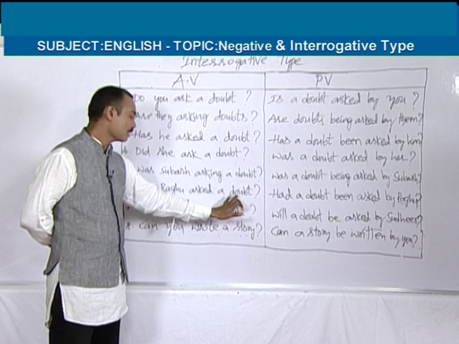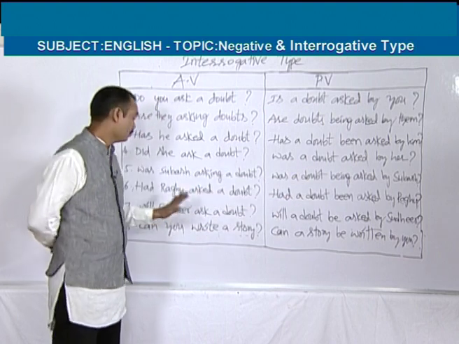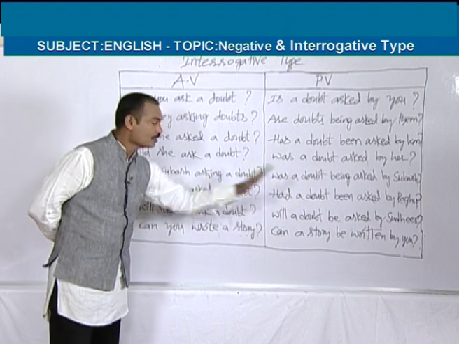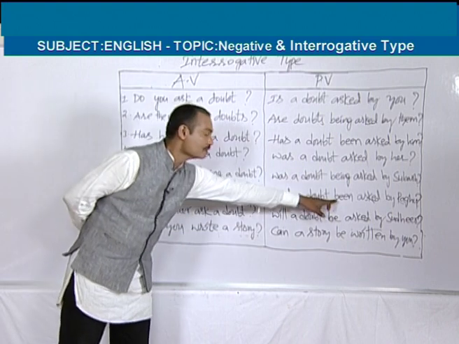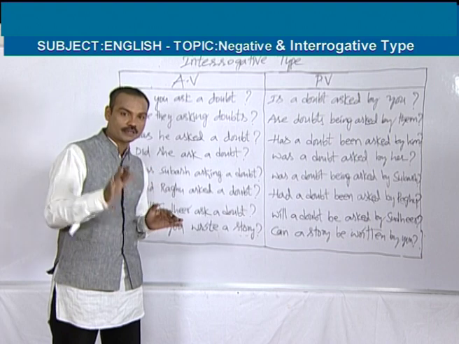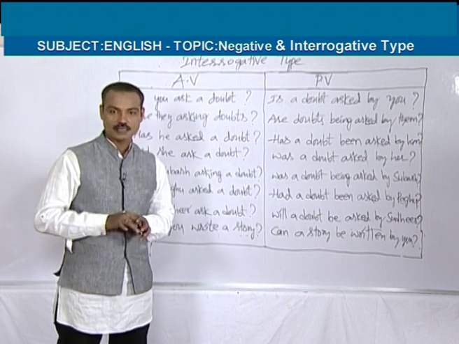Had Raghu asked a doubt? Answer is, had a doubt been asked by Raghu? Plural. Had Raghu asked doubts? Had doubts been asked by Raghu? Here we have used been. I have already told you when I was teaching basics of active voice and passive voice, when we should use been. I have explained very clearly.